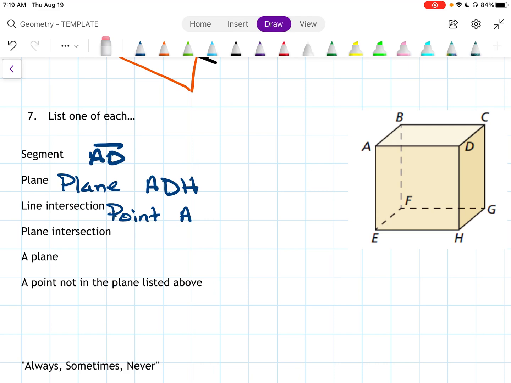A plane intersection. Well, let's talk about the front. That's this one here. And the top. Right? They would intersect at this piece here. And that's going to be AD. And we're going to call it a line with arrowheads. Even though it's not drawn in there, the question says that it's a plane. And we know that planes intersect at a line, right?